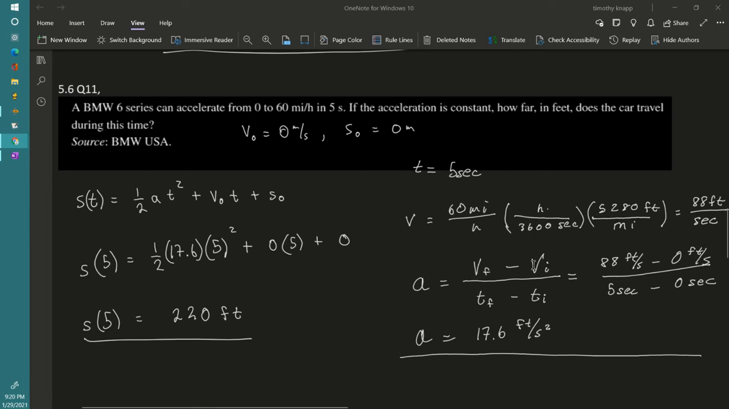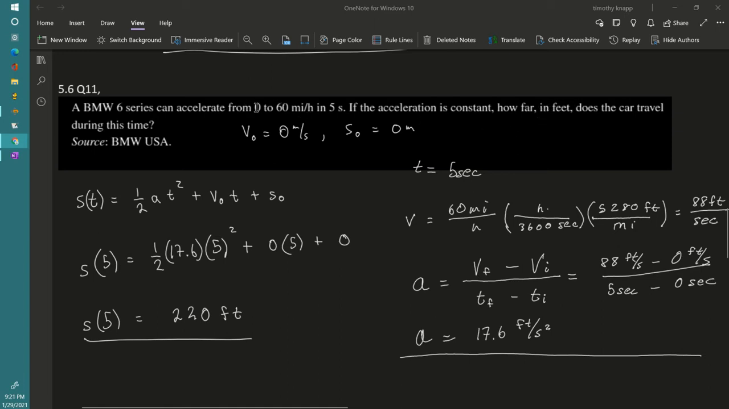So it's final velocity minus initial velocity divided by final time minus initial time. This is going to be your difference quotient. Okay, and so I went ahead and did that. I didn't like how everything was in miles per hour and seconds. So what I decided to do is put everything in feet per second, in the end, because actually the final answer wanted it in feet anyway.